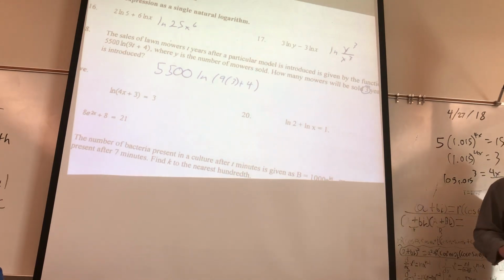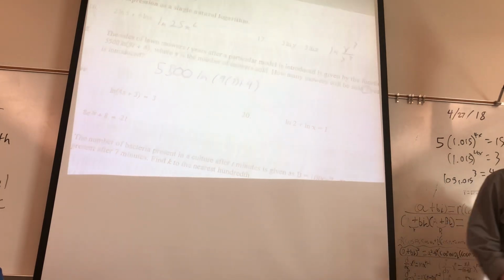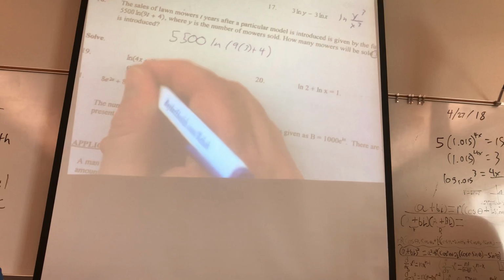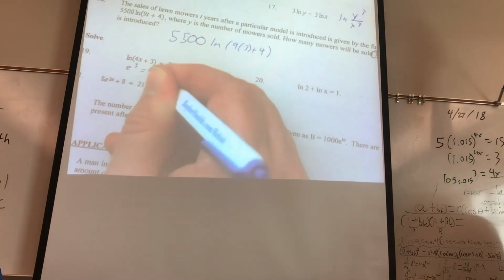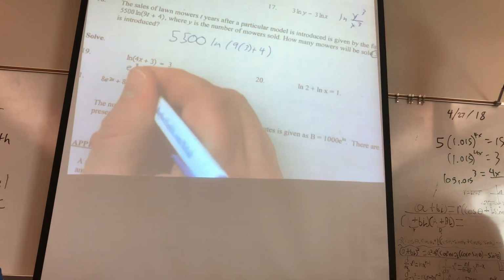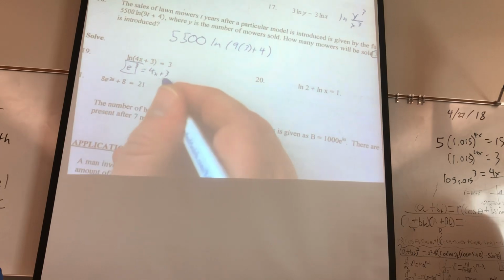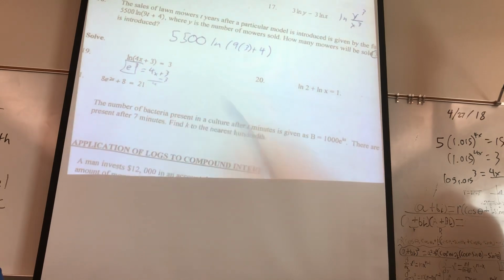On this next one, same kind of thing, but natural logs are base e. So it's just like solving the logs on the front side. This would be e to the 3rd equals 4x plus 3. So get the number from this and then subtract 3 and divide the whole thing by 4.